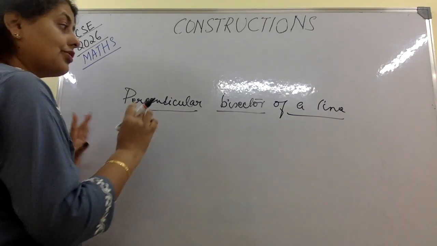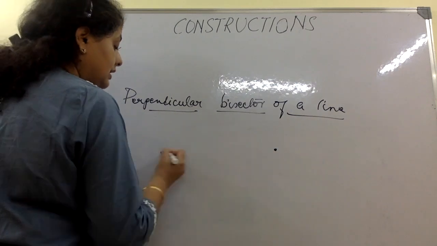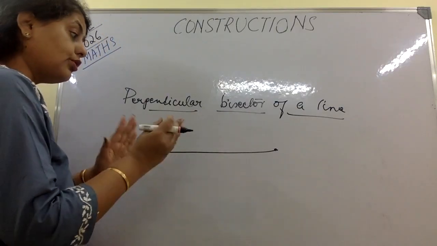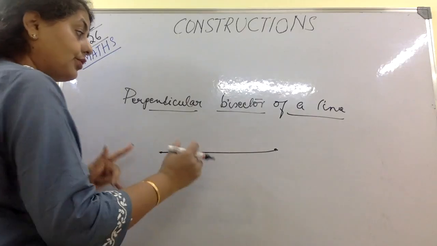So here, how to draw the perpendicular bisector? When you have a straight line, supposing the length of this is 10 centimeter, you draw this with 10 centimeter. Now you want to get it 5 and 5. Okay, you want to get it as 5 and 5, how to do it?